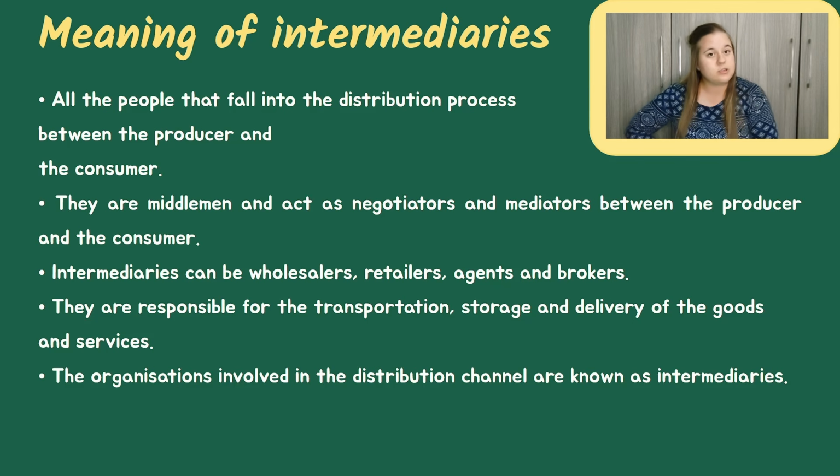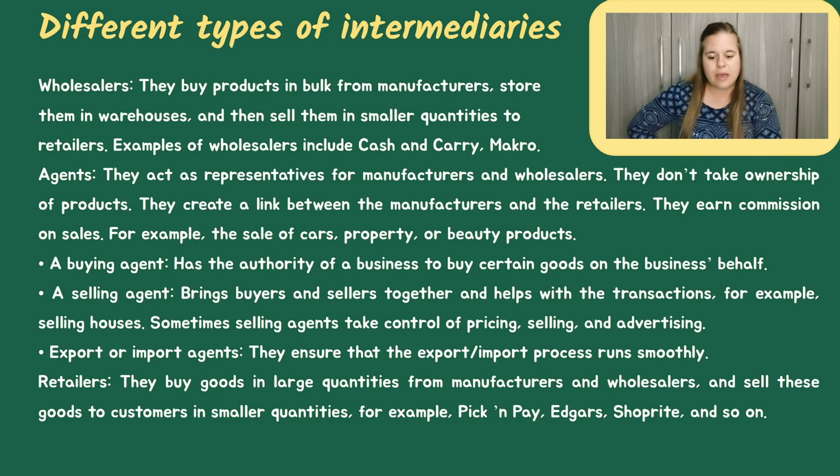Now the different types of intermediaries. We have wholesalers. They buy products in bulk from manufacturers. They store them in the warehouses. Then they sell them in smaller quantities to retailers. Examples of this include Cash and Carry and Macro.